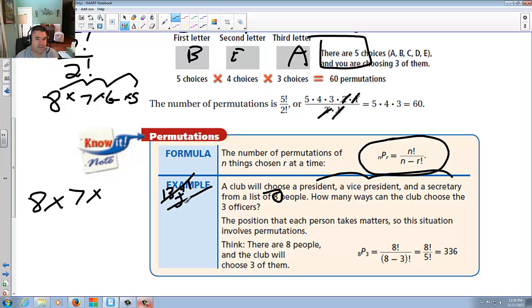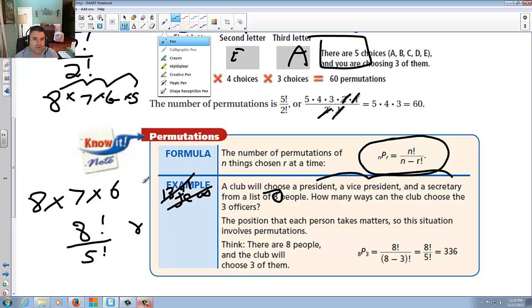Then that person's gone. Let's say Gene is vice president. Then you have 6 people left. Let's say you vote Sarah as secretary. And that's what you would have. So 8 times 7 times 6. Or simply 8 possible choices, and there's going to be 5 people that won't be chosen at all. So 8 exclamation point over 5 exclamation point. You can work it out. 8 times 7 times 6, and all this, you would still have times 5 times 4 times 3.